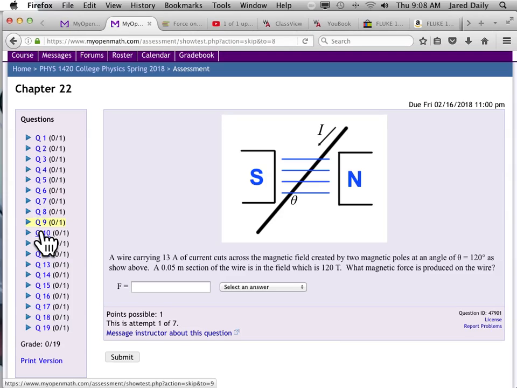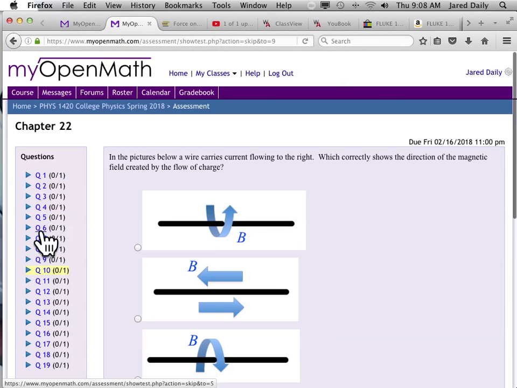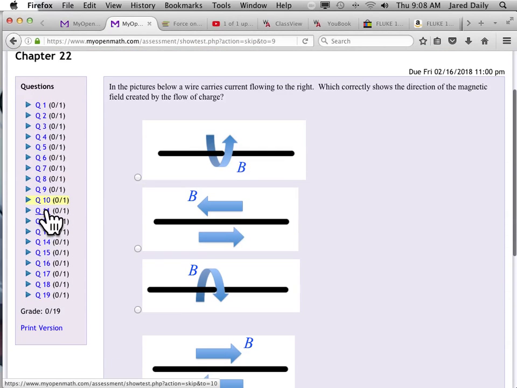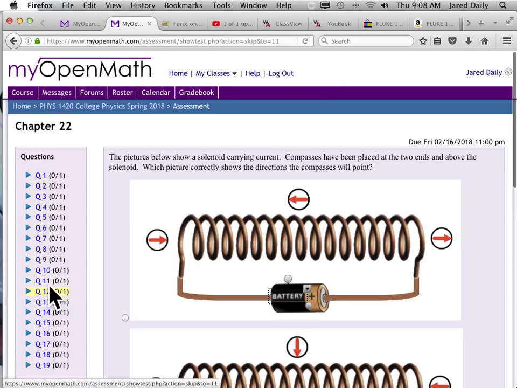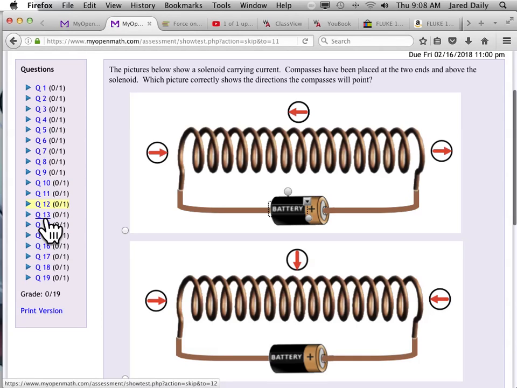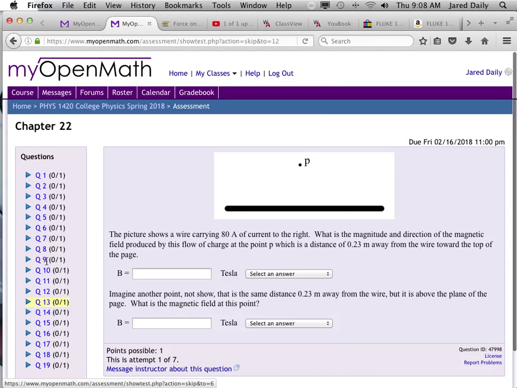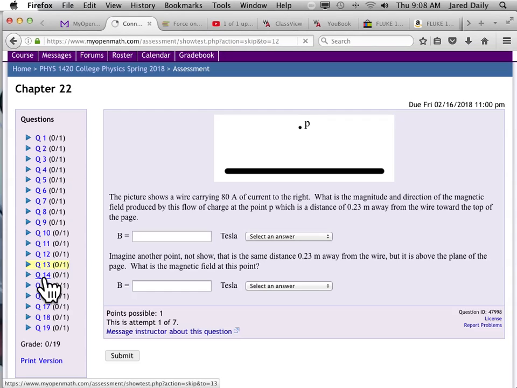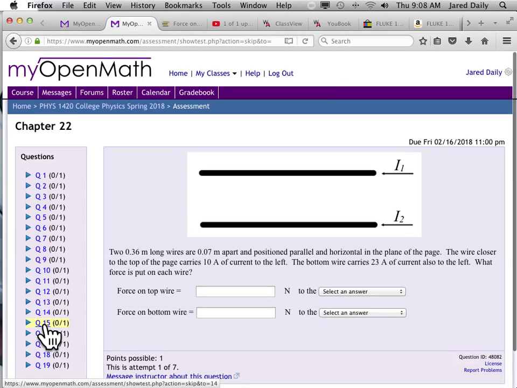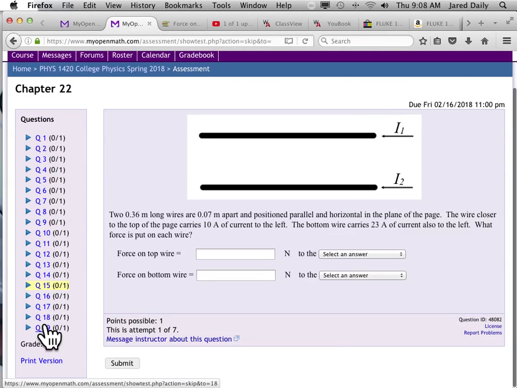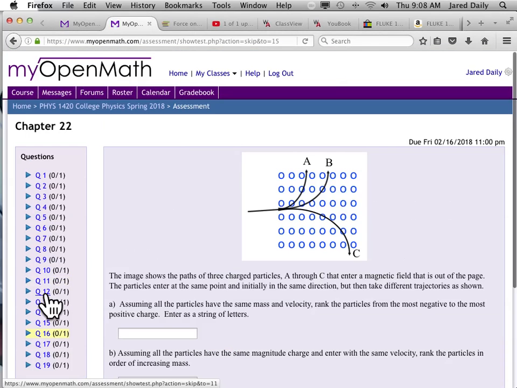Here's one where they put a wire through a magnetic field, so that's one that we've talked about already. We'll talk about a little bit more today. They want to know the magnetic field around the wire. So more right-hand rule, but a different right-hand rule. Here's a magnetic field through a coil. Another magnetic field from a wire. Solenoid. Two wires carrying the current. They want to know the forces on them. We're going to learn about that today.